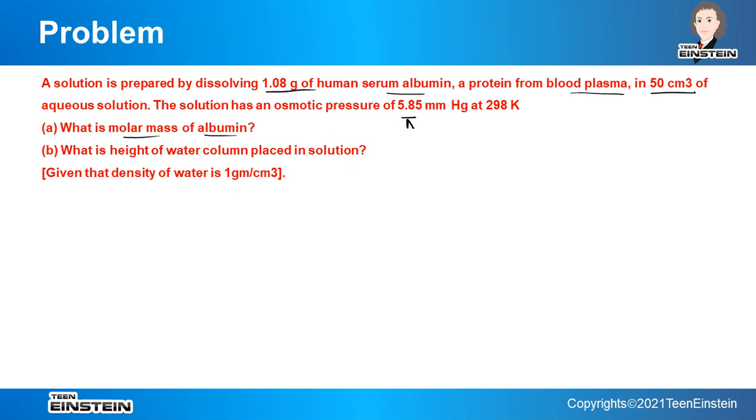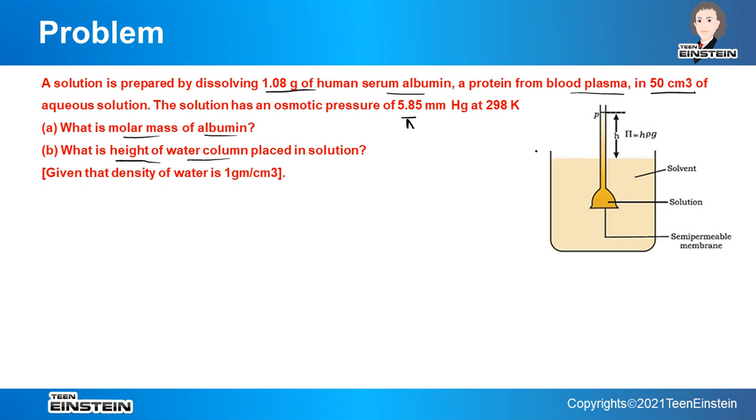Now this is a completely new thing. If you know the relationship between the height of the water column and the osmotic pressure, you can use the same formula for other water height related problems. So here we have a picture. This is the solvent, and the shape given here contains the solution. That means inside this funnel there is solution, outside is solvent, and there is an SPM, a semi-permeable membrane.